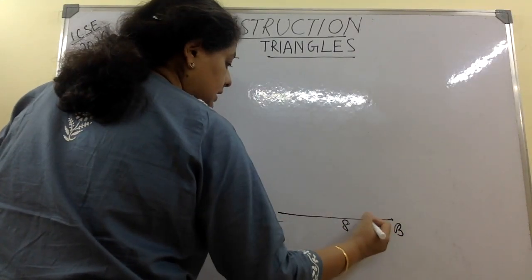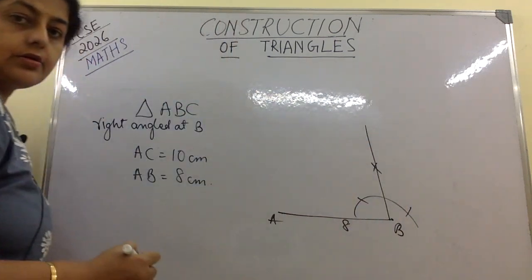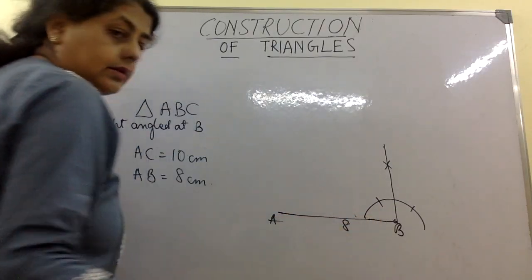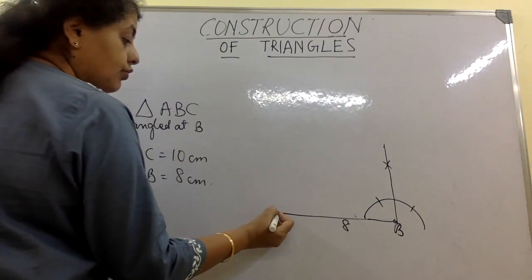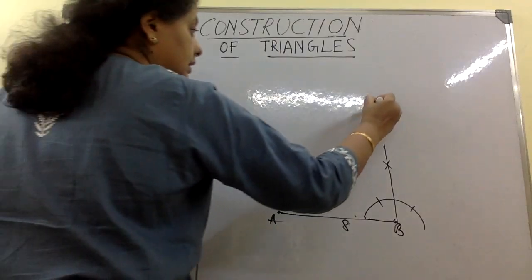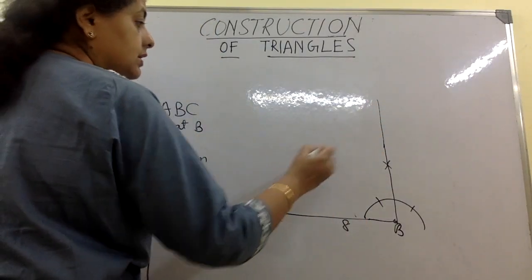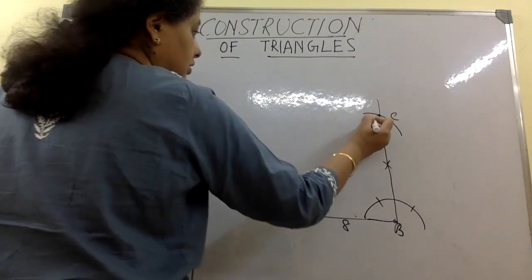And B there is a 90 degree, right? So I'll make the 90 degree. Okay, so I have made the 90 degree at B. That also I got. AC is 10. So what I'll do, from here I'll take a radius of 10 centimeters and we'll make this line a little long. At 10 centimeter radius I'll make an arc. So I got the third point C also.